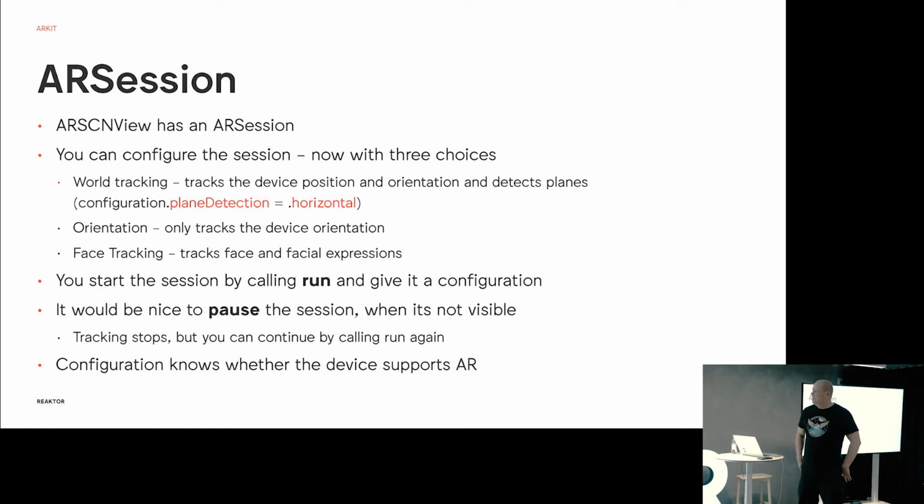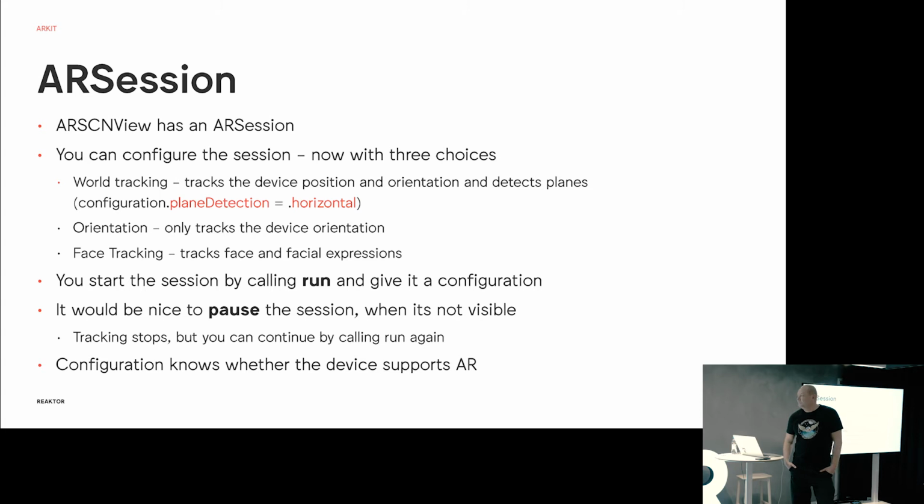But then there's orientation tracking, which just tracks the orientation. It's a simpler setup than the world tracking. And then face tracking, it tracks the face in the front-facing camera, and it actually works really, really good on the iPhone 10. If I had some time, I can probably demo some of the stuff.